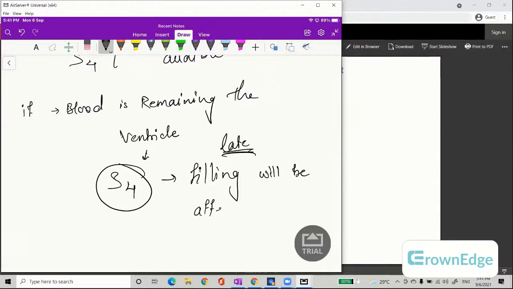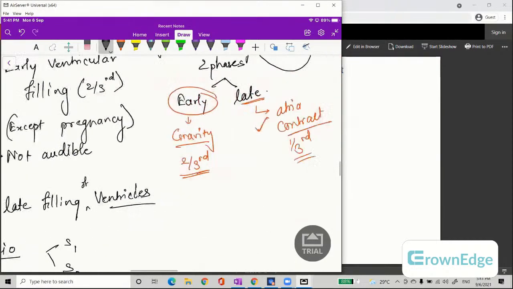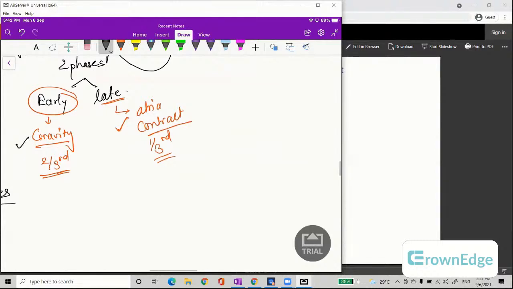right, you cannot fill the bucket which is already full, right? So that's why the overflooding will occur, right? And that's why what you're going to hear is the S4 sound. The atria will push more and more. Why are you not going to hear the third heart sound? Because this is under the effect of gravity, right? Even if the gravity is acting, the ventricles will not be able to fill.